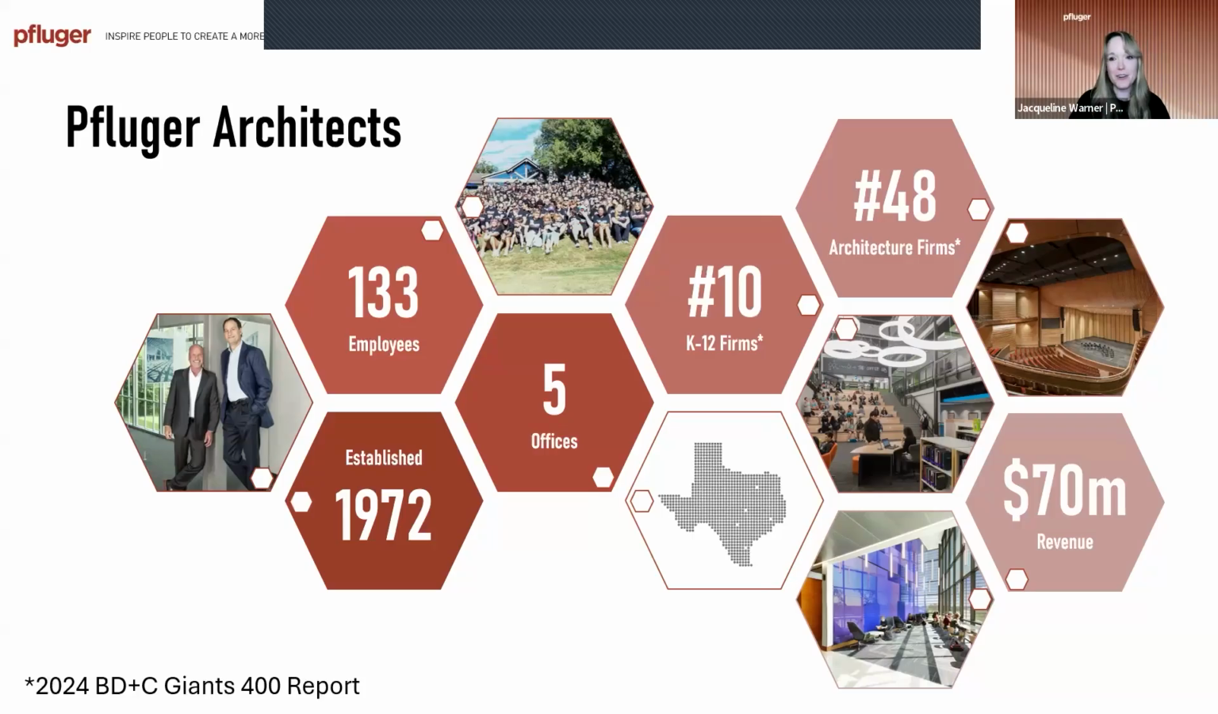We have 5 offices across Texas. Our main bread and butter is K through 12. That's our main market sector. And we are just ranked number 10 in the BDC's Giant 400 report, and then number 48 in all architecture firms in that same report. And we have an annual revenue of about $70 million.